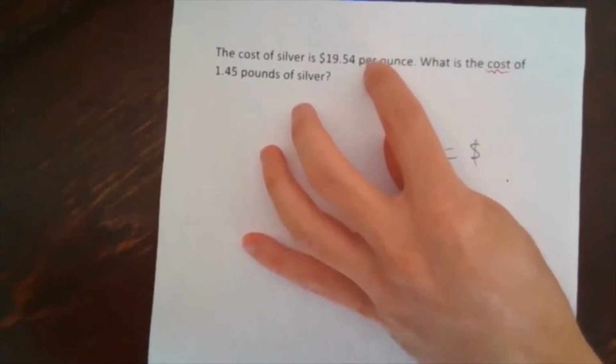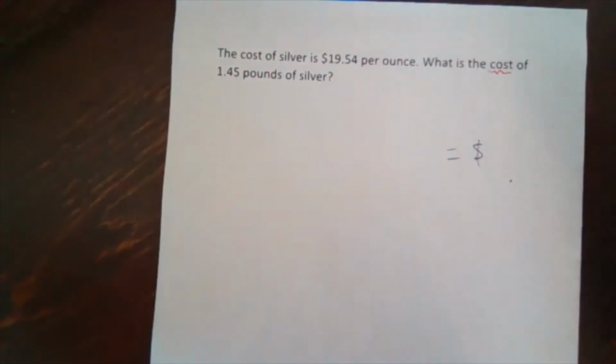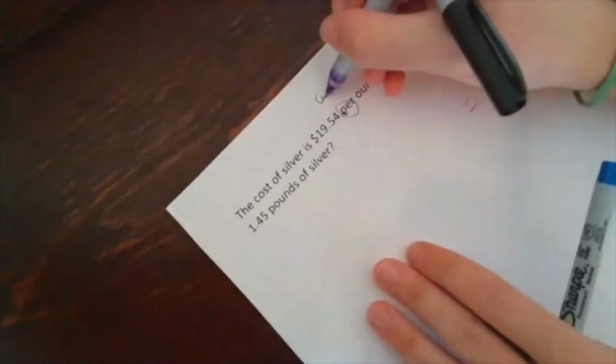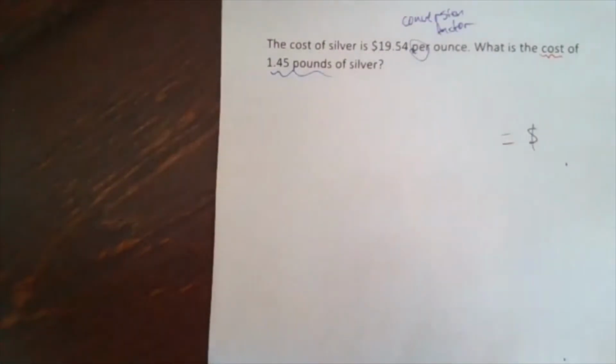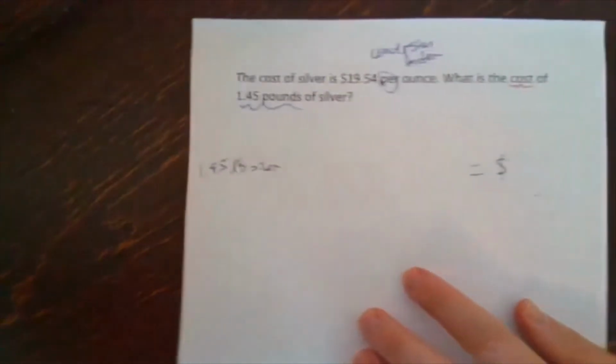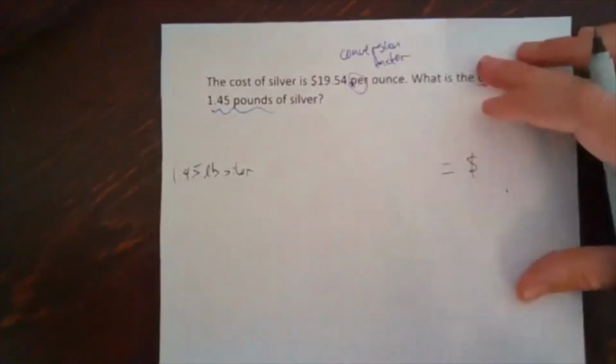And just like with density, that "grams per milliliter" indicated a conversion factor, that "per" likely means a conversion factor. This 1.45 pounds is where we're starting. Okay, so 1.45 lb of silver. That is definitely where we are starting in this case. We're going to try to convert that into money.